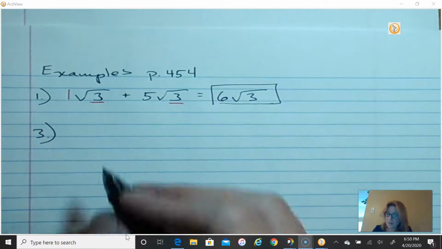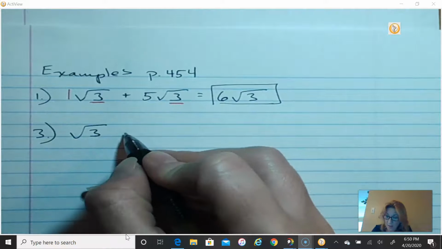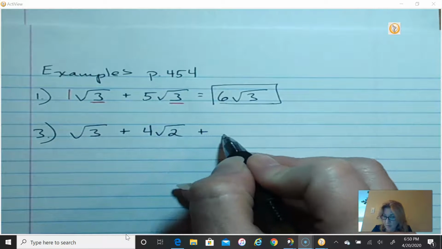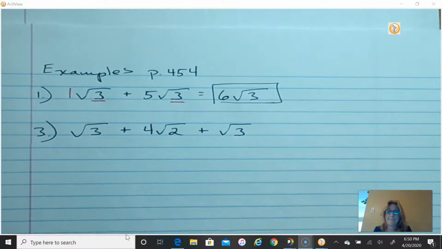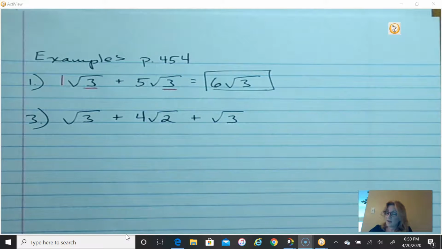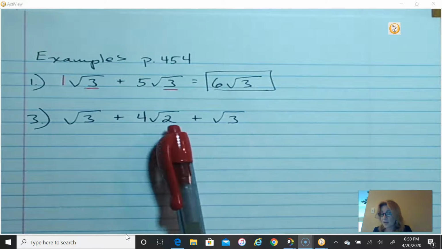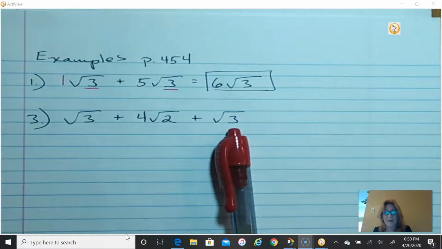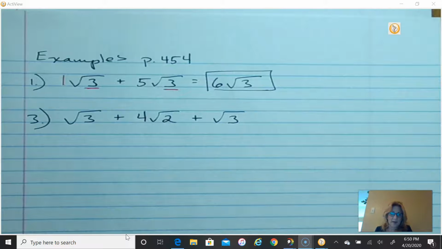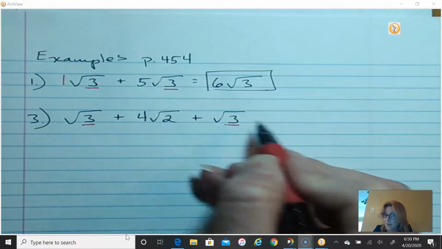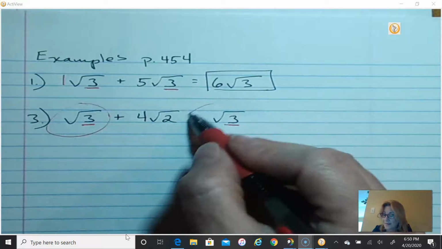All right, 3. Square root of 3 plus 4 times square root of 2 plus square root of 3. All right, we have to combine like terms. First, are all these simplified? Yes, they are. There's nothing I can do to the 3 and 2. It's prime and it's simplified as much as it can. So now we're just going to combine our like terms, and these two right here are our like terms.